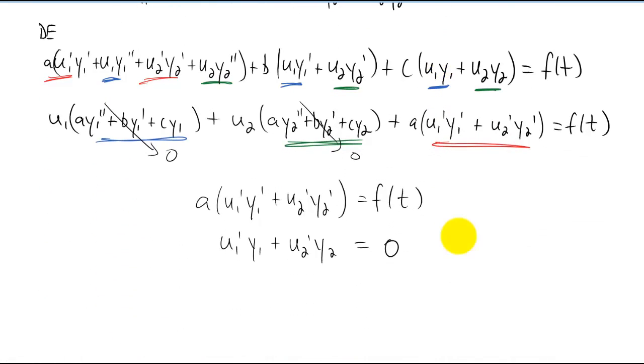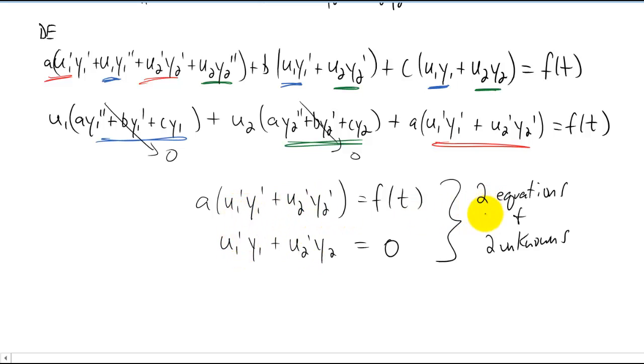Now we have a couple of equations, and let's start to think about what we know and what we don't know. Well, we know what y1 is, and we know what y2 is, so we obviously know what y1 prime and y2 prime are. We actually get all of that information from our homogeneous DE. F of t is given to us in the differential equation, and a is a constant in front of the first term in our differential equation. So the only thing we don't know in both of these equations is u1 prime and u2 prime. So we're left with two equations and two unknowns. We can solve this for u1 prime and u2 prime.